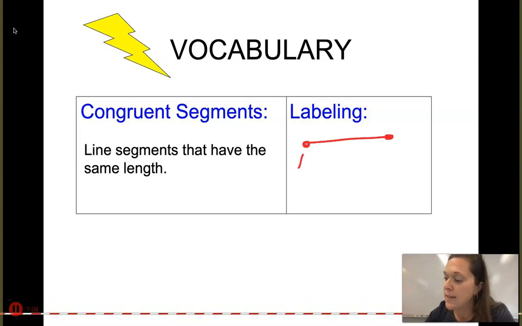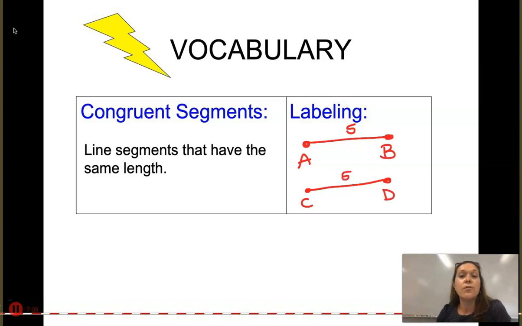Let's say I had line segment AB here that was 5 units long. And directly below it, we had line segment CD that was also 5 units long. To show that those two line segments are congruent, we put little tick marks. I'm going to get rid of the 5 and the 5. We put little tick marks on the lines to show congruency. So those tick marks mean congruent.